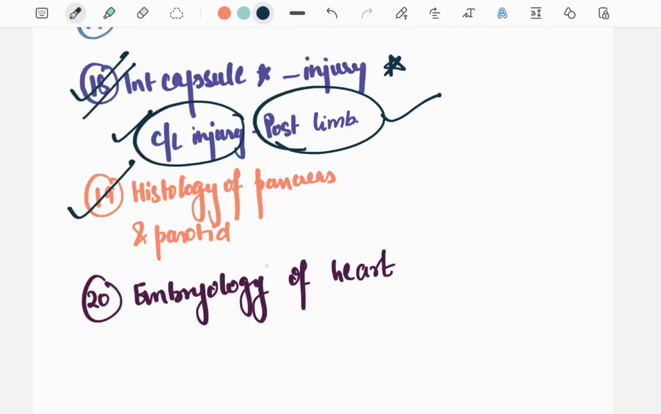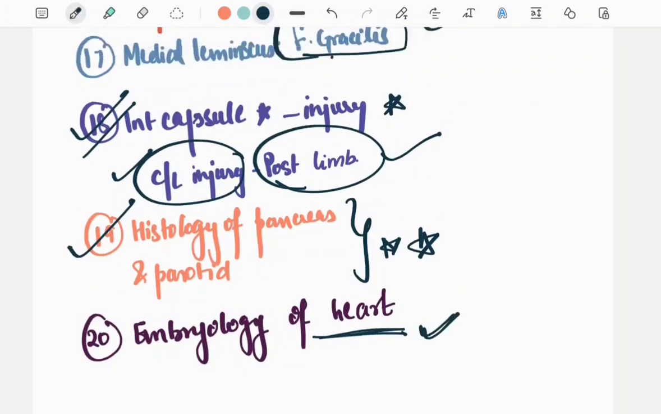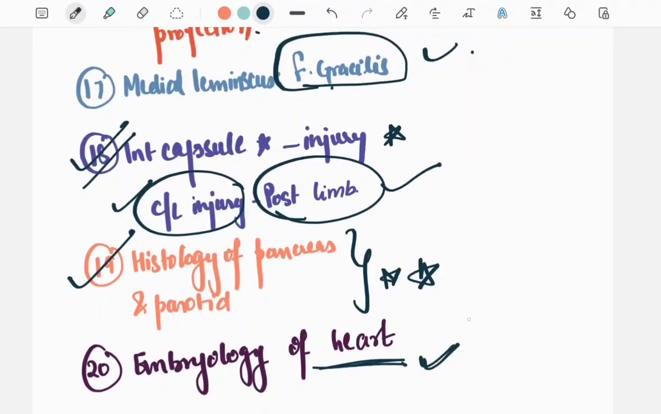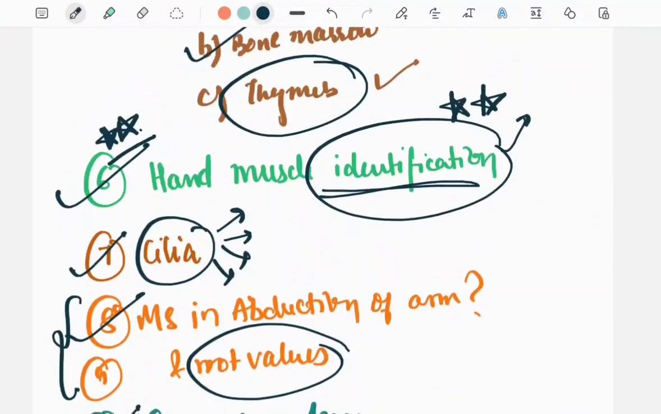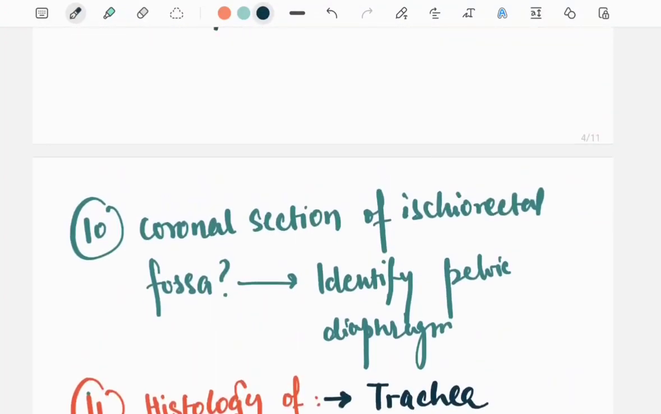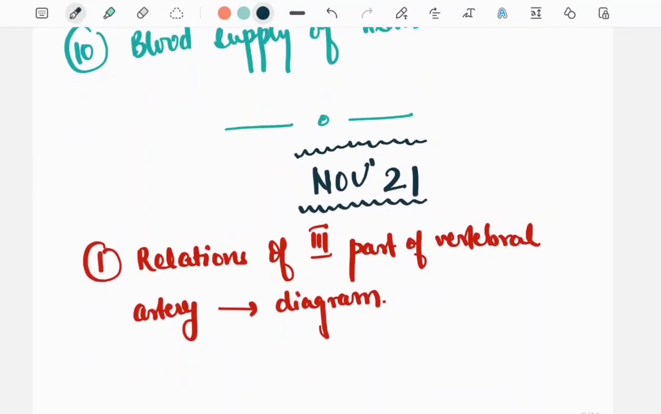Then histology of pancreas and parotid was asked, and embryology of heart you should know very thoroughly, because they can ask any structure which is what that structure is derived from. So these were the questions asked in 2020. Now let's talk about 2021.